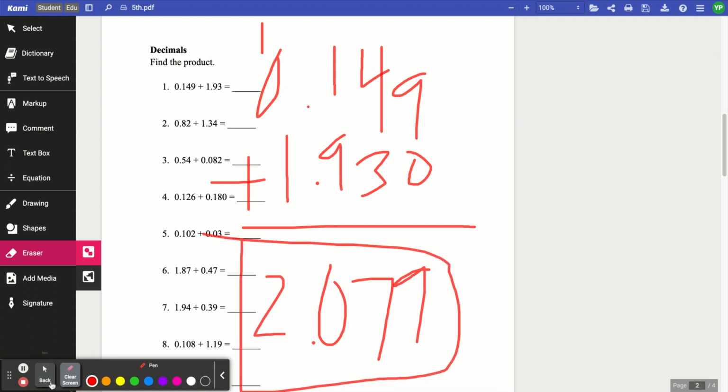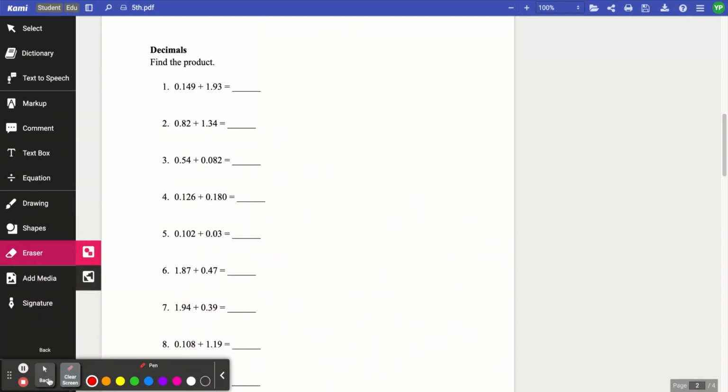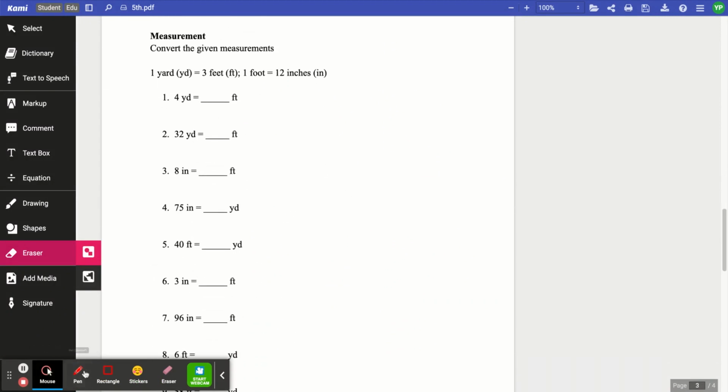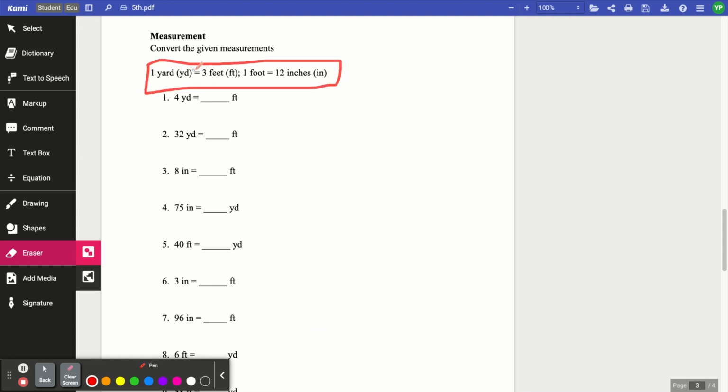So you all basically know how to do this. It's just regular addition, and you just line up the hundredths, the tenths, and the ones. It's basically the same thing as addition, so we're just going to move on. The next one is measurement. Measurement is really simple too, as long as you know multiplication or division, and you just have to memorize this.